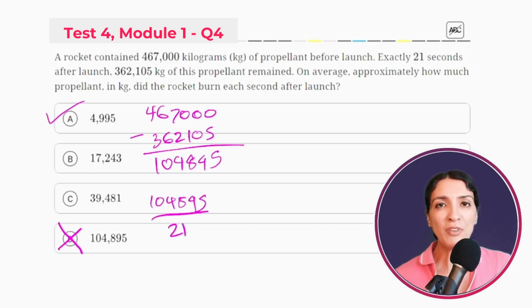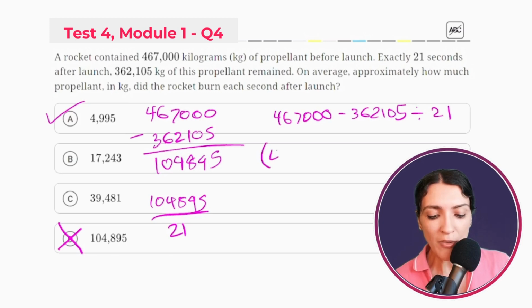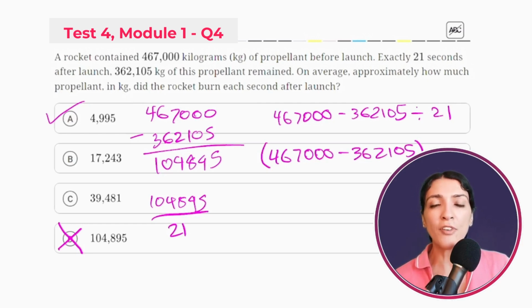Now, I want to bring your attention to this point: if you had used your calculator and put in 47,000 minus 362,105 divided by 21, you would have gotten a wrong answer. That's because of order of operations. Try it out and see what you get. And then the next time, put your numerator in parentheses so that it first finds the difference, then divides by 21. The second way will get you to the correct answer.